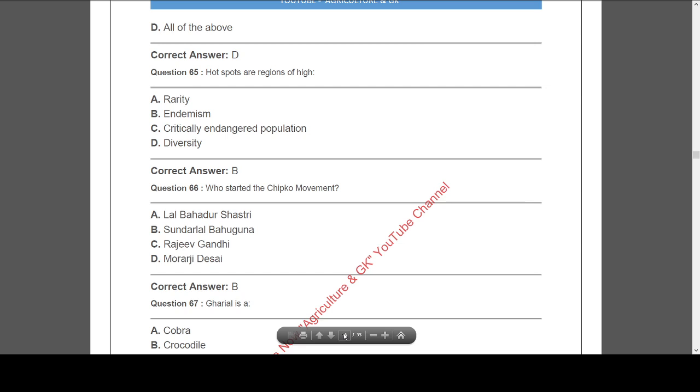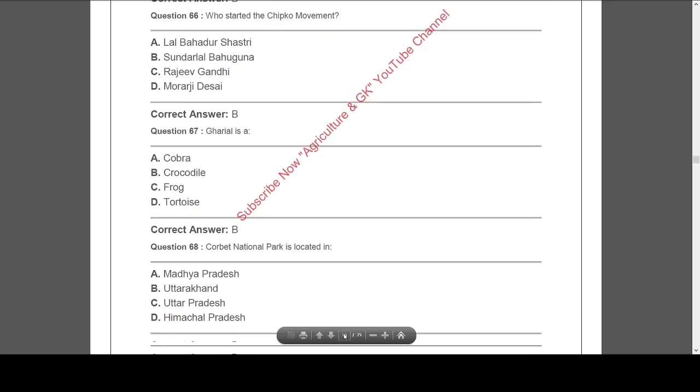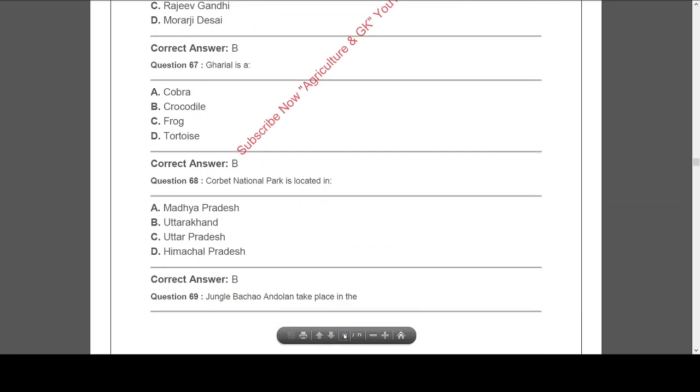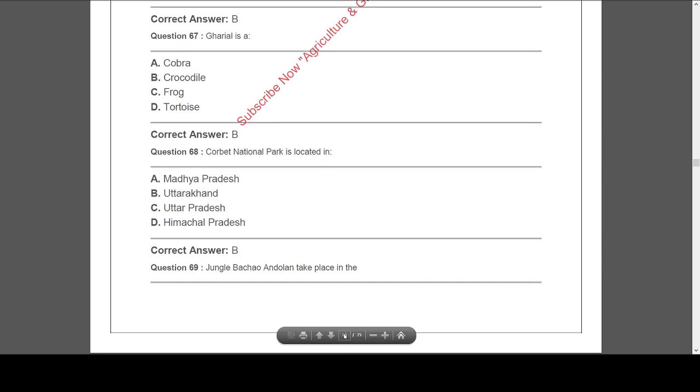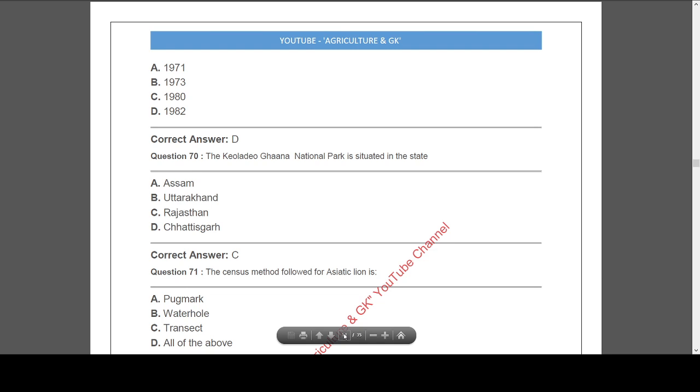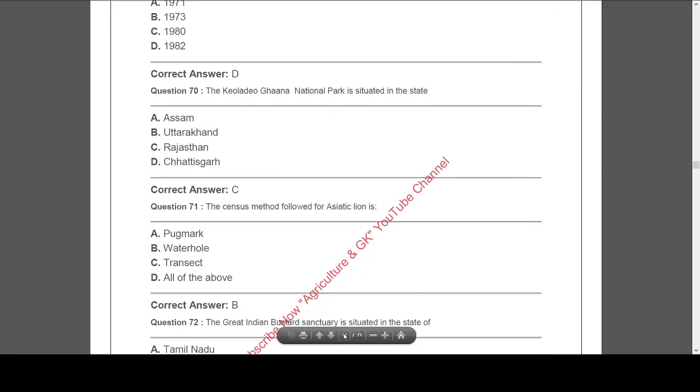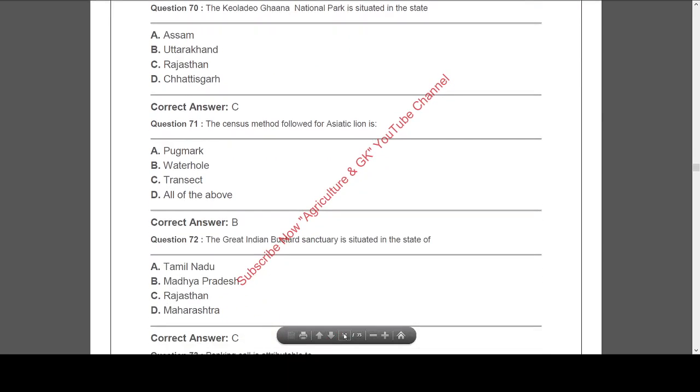Who started the Chipko movement? It was started by Sundarlal Bahuguna. Gharial is a crocodile. Corbett National Park is located in Uttarakhand. Jungle Bachao Andolan took place in 1982. Keoladeo Ghana National Park is situated in which state? It is in Rajasthan. The census method followed for Asiatic lion is option B, water hole. The Great Indian Bustard Sanctuary is situated in the state of option C, Rajasthan.